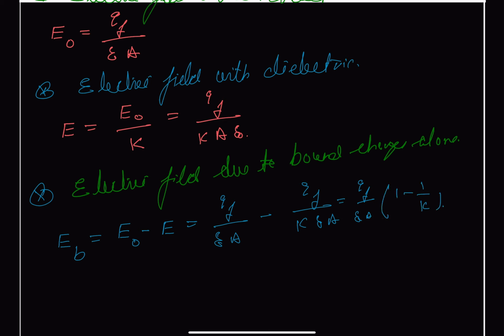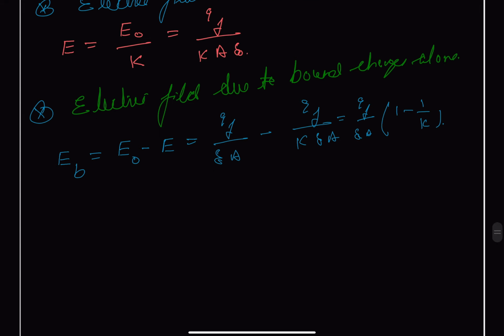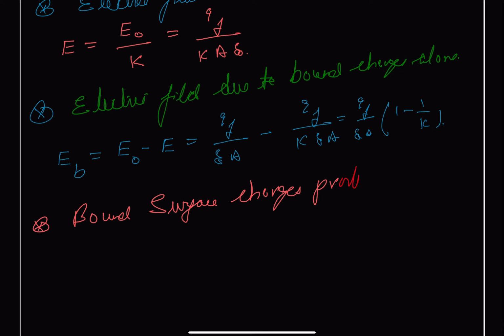And if the bound charges alone produce the electric field, that is our independent formula for our EB. So we can say bound surface charges produce a field which we called our EB. So we can say our EB will be charge bound, and we have this epsilon naught times A, and we substitute in EB.